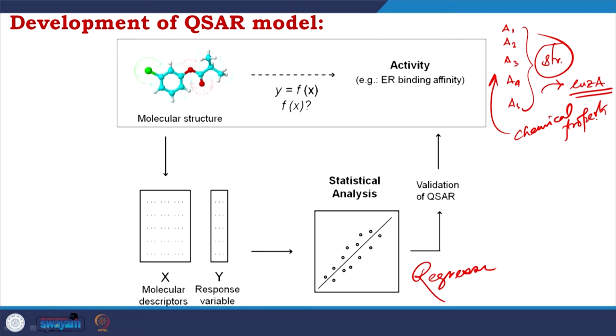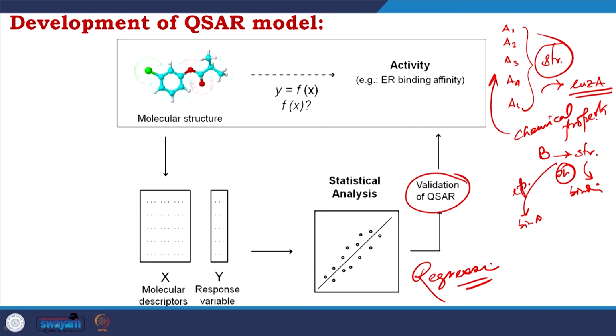You develop a relation between them which would come through linear regression, and then when you set up the model, you validate it by bringing B. So, these are known. For B, you know the structure, you determine using this equation the binding energy theoretically, and then you do it experimentally, its binding affinity, and see if these two are coming closer or not. If these two come closer, then your model is good.